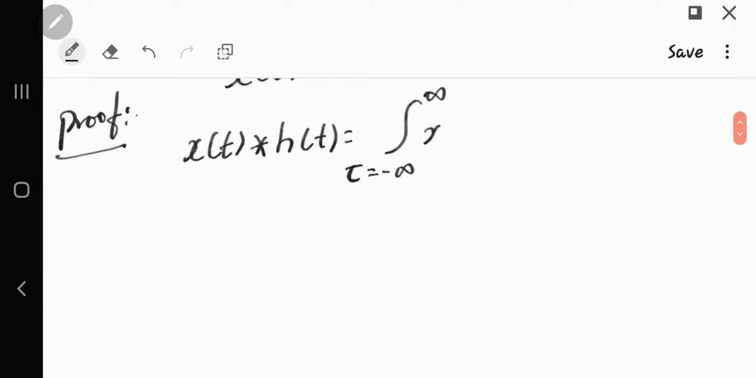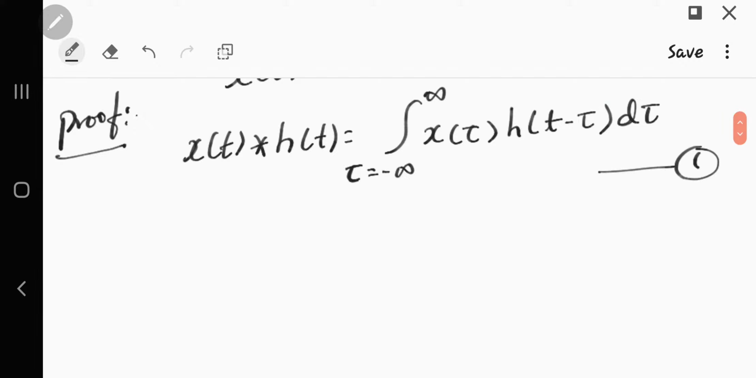From the definition of the convolution integral, x of t convolved with h of t is equal to the integral, where the limit is applied to tau, tau equal to minus infinity to plus infinity, x of tau h of t minus tau d tau. Call this equation 1.